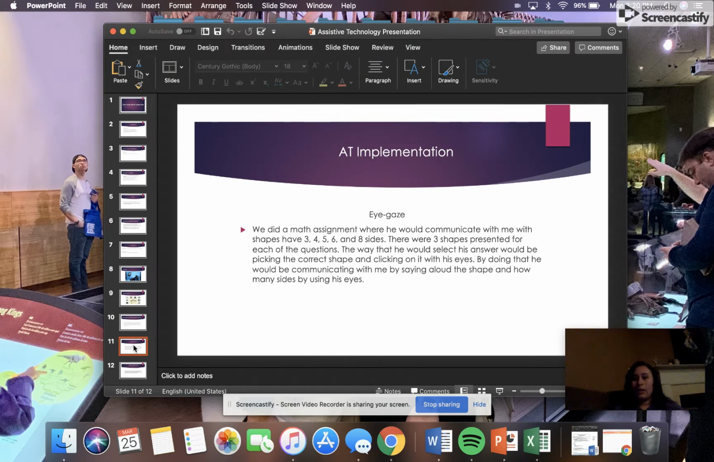AT implementation for eye gaze, which is what I decided to choose. We did a math assignment where he would communicate with me the shapes that have 3, 4, 5, 6, and 8 sides. There were 3 shapes presented for each of the questions. The way that he would select the answer would be picking the correct shape and clicking on it with his eyes. By doing that, he would be communicating with me by saying aloud the shape and how many sides.